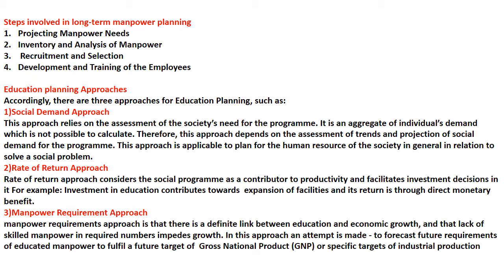Now we are moving to the educational planning approaches. There are three approaches for educational planning. First is the social demand approach. Whenever you are planning for a particular course, we will first think about the opinion of society about that course. Is it good? And what is the societal value for that course? When we are joining a particular course, if it provides me a social status, then I will go for that. These types of prejudices are there, right?